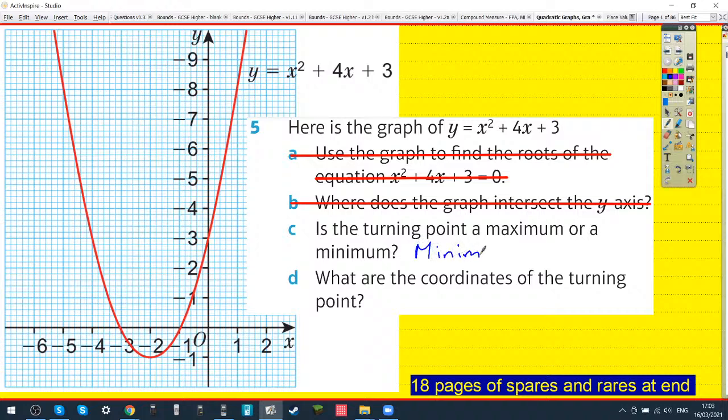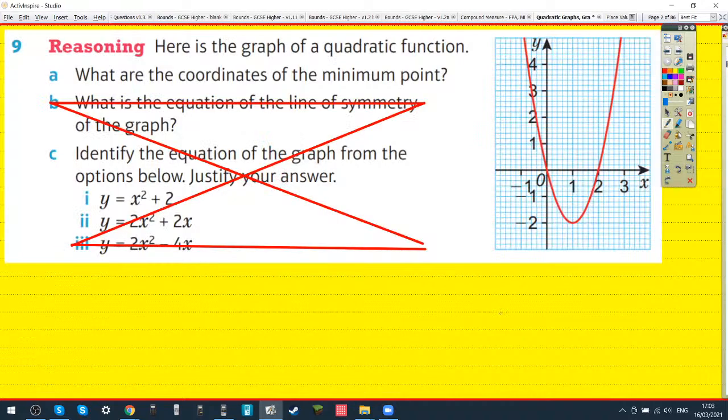And D. What are the coordinates of the turning point? That is -2, -1. That's great. Let's see. That's going to be fine.